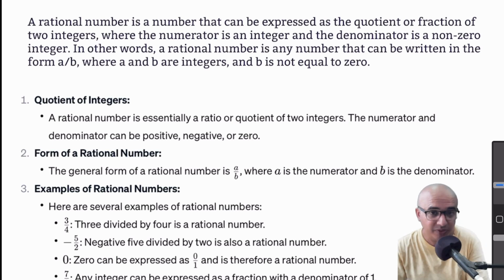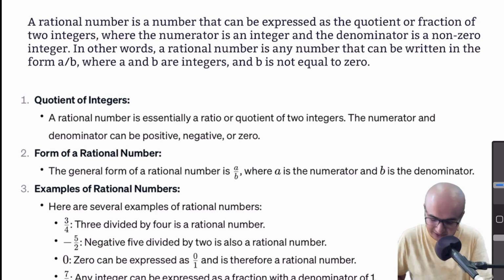As I just now said, it's a number which can be expressed in the form of a fraction or the quotient of two integers, where the numerator is an integer, the denominator is also an integer, but there is one condition, which is the denominator should be a non-zero integer. In other words, it can be written in the form of, as seen on the screen, a by b.